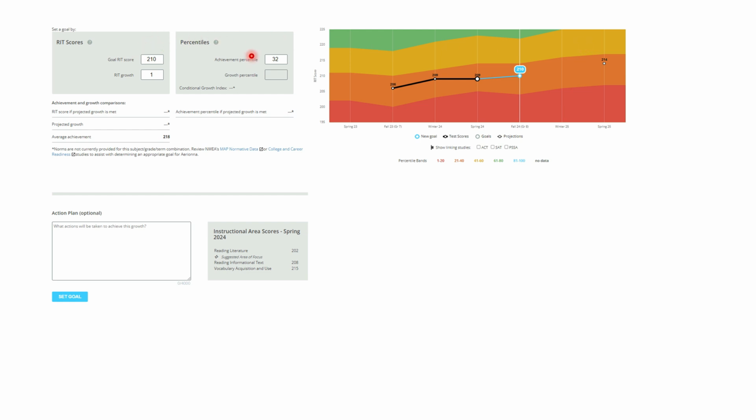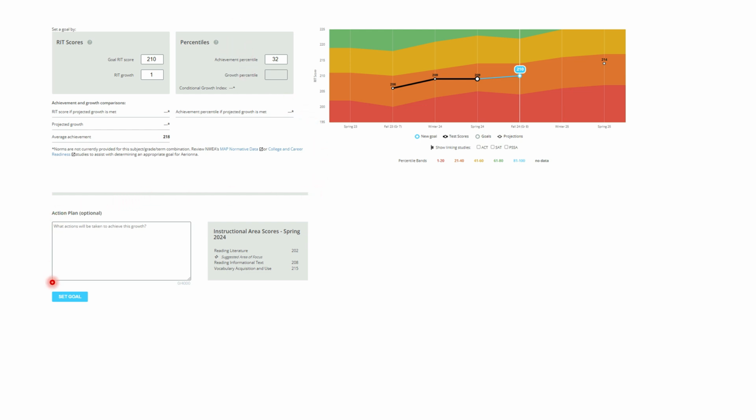So the system will automatically put in the goal for the next upcoming assessment window. So in this case, a goal RIT score of a 210, which is a growth of 1 RIT point. So again, from the 209 in the spring to a 210 in the fall is 1 point. And it will give you what their achievement percentile would be if they meet this RIT score. In this case, they'd be at the 32nd percentile.